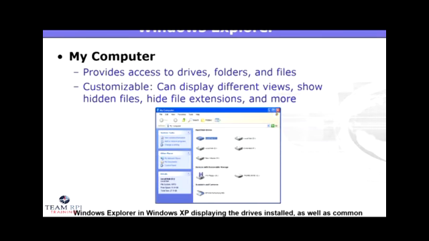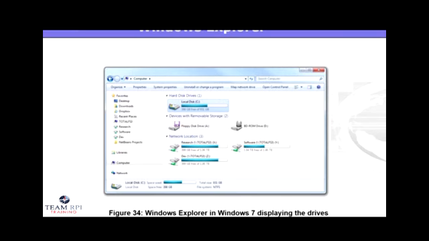Next, the Explorer got a facelift. Here you see the My Computer Explorer box in Windows XP. It provided for access to drives, folders, and files. It was customizable to the point that you can display different views or show hidden files or hide file extensions. Now with Windows 7, you can see much more information such as network drives and common tasks.